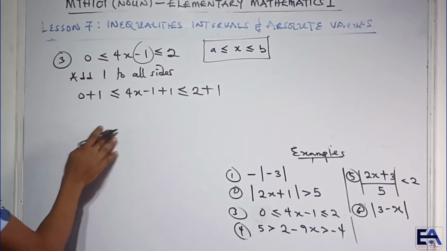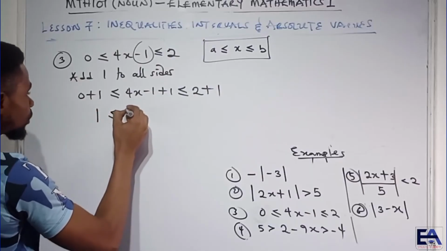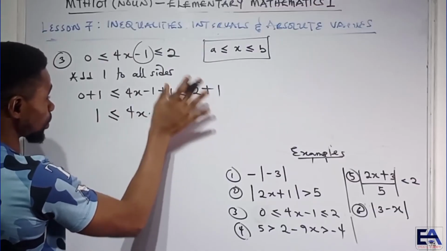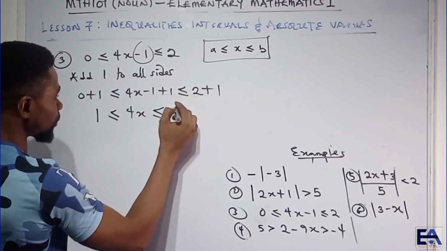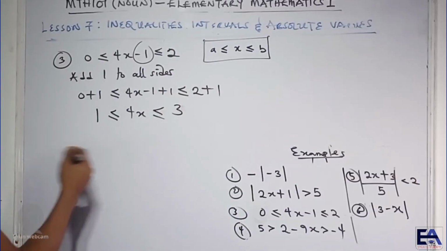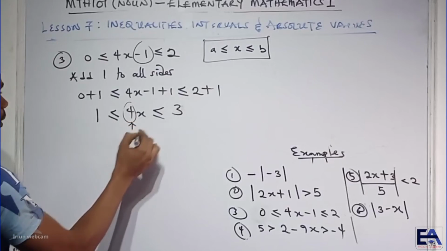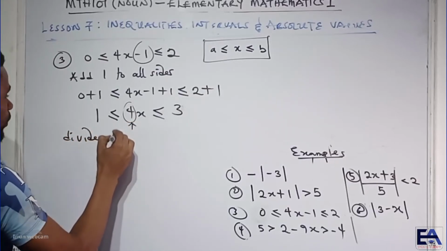Okay? So now we have this as 1 less than or equal to 4x minus 1 plus 1, which is 0, so that one is gone. Then this one becomes 3, okay? 2 plus 1 is 3, right? So as it is 3, the next thing you do, you want to get rid of this 4. To get rid of this 4 is to divide all sides by 4.